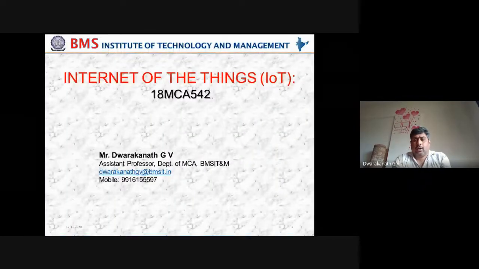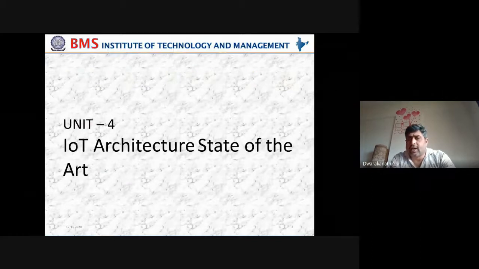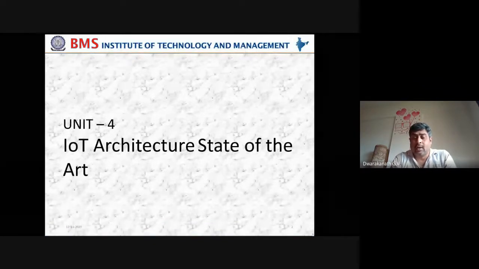Coming to the next topic in Unit 4, IoT architecture state of the art. In this topic we are going to discuss IoT architecture, that is, worldwide standardizations: how you can use them in IoT projects or M2M projects, how these worldwide standardized architectures will be useful, why we should follow that type of architecture to get similarity across worldwide IoT projects, and what the uses and applications of that are.